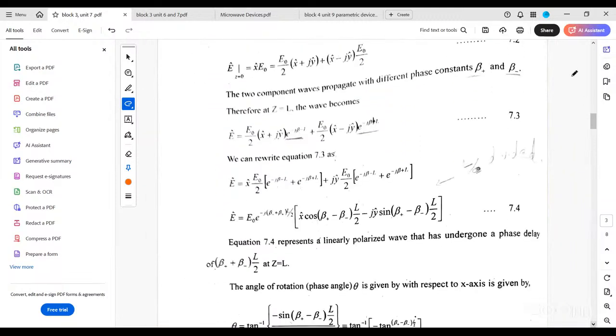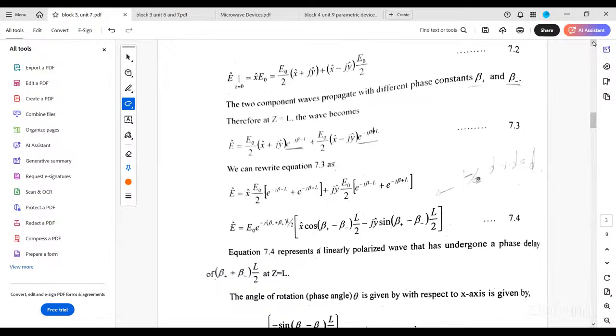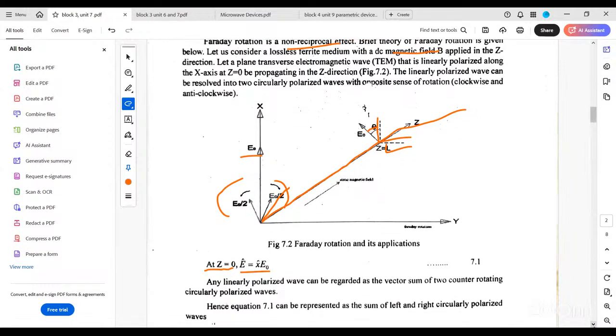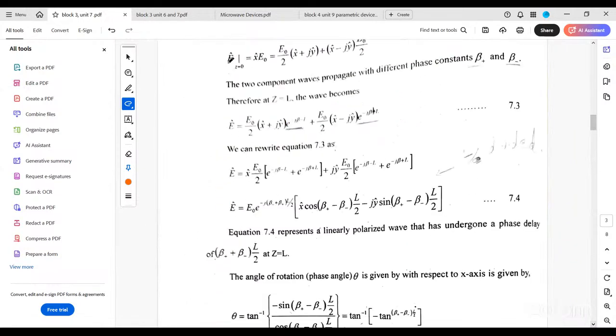What is given in the derivation part? At z equal to 0, E equal to x E naught. Based on this, we will write the expression E equal to x E naught.